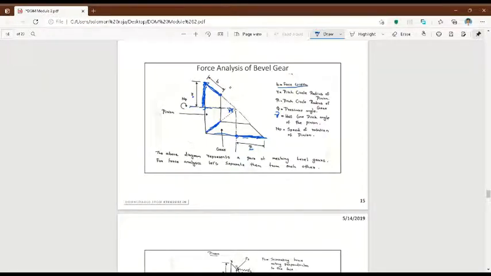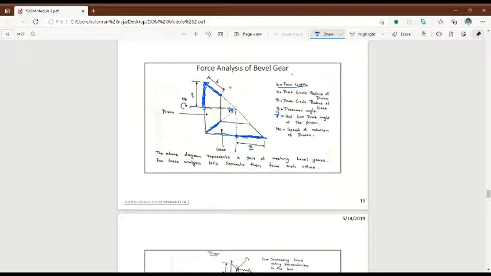These terminologies you already know. I think in machine design you might have studied these things, particularly gear nomenclature and the problems based on gears and compound gears, in the previous semester. So it's a continuation of that only. Here we are going to solve the force analysis.